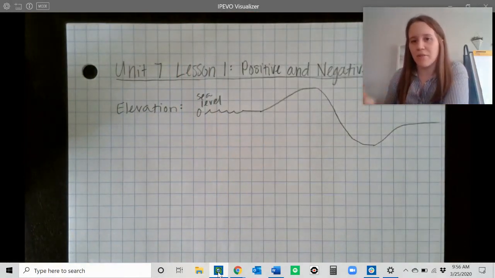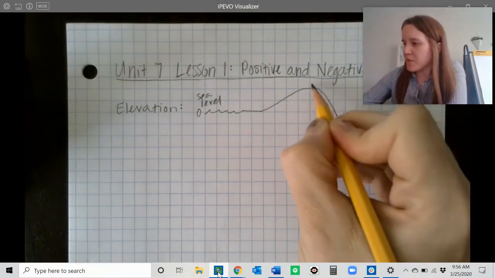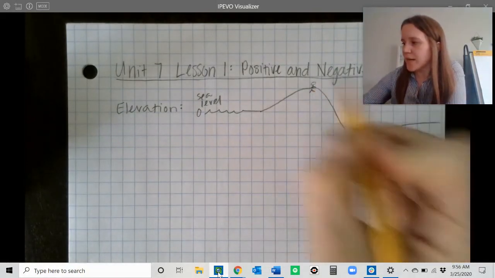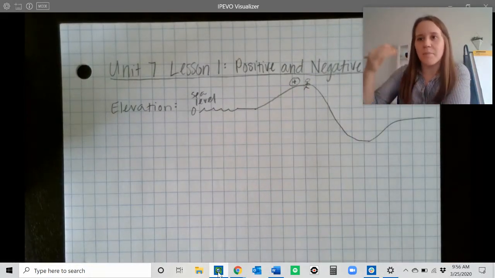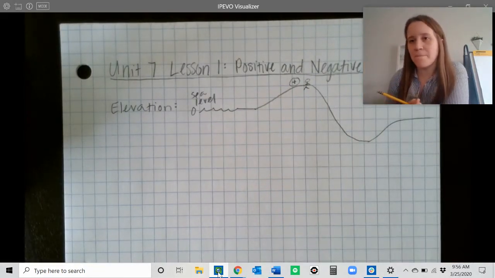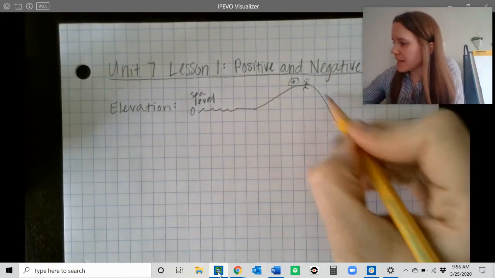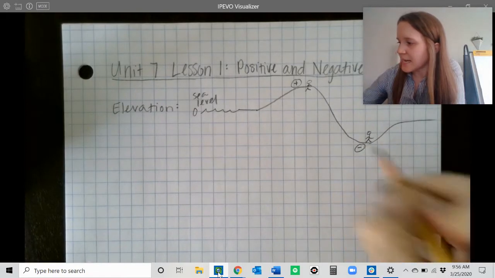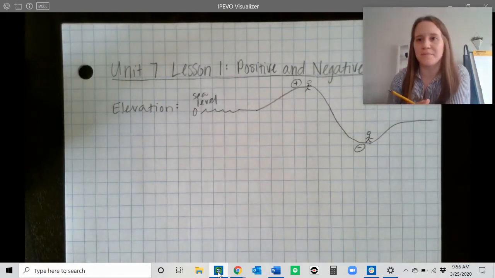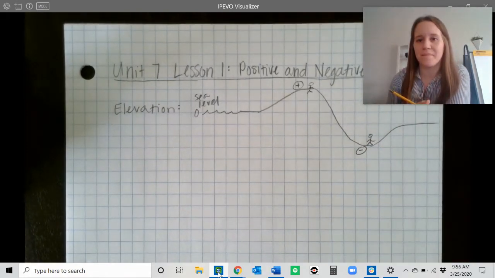Sea level is the level of the sea. If I'm over here on top of this hill, I'm going to be at a positive elevation. That's above sea level. And if I've hiked down the mountain and now I'm in this valley, I am at a negative elevation. Okay? Sweet.